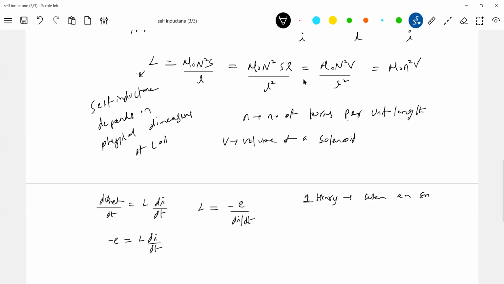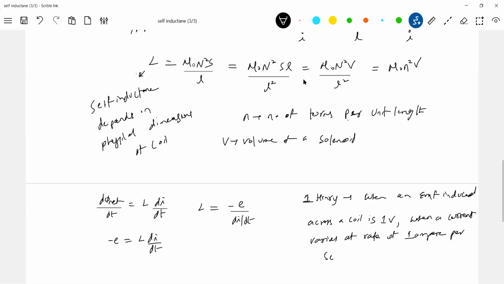When an EMF induced across a coil is 1 volt when a current varies at a rate of 1 ampere per second. The coil is said to have 1 Henry when it produces an EMF of 1 volt when the current across it varies at a rate of 1 ampere per second, whether current is increasing or decreasing, we're just saying varies at a rate of 1 ampere per second. Like this, we define 1 Henry.